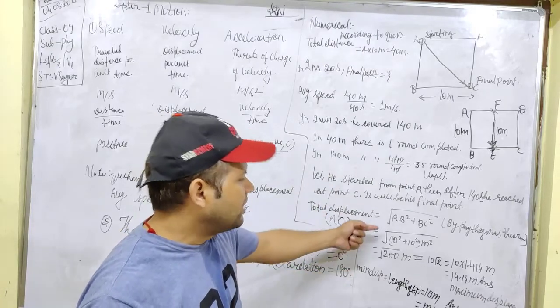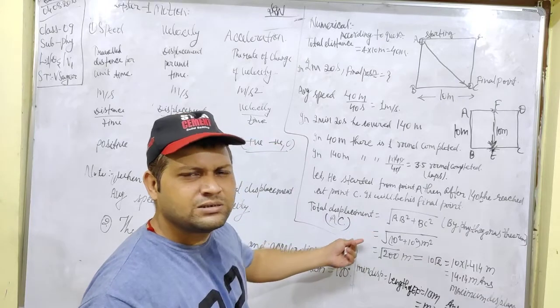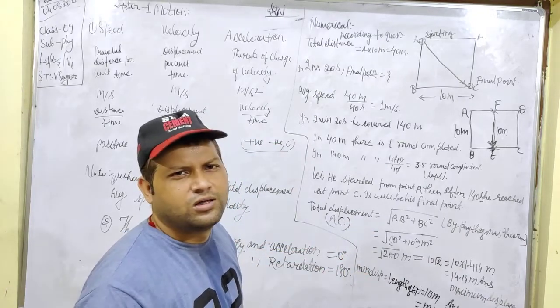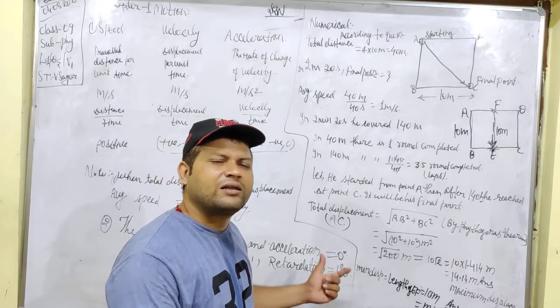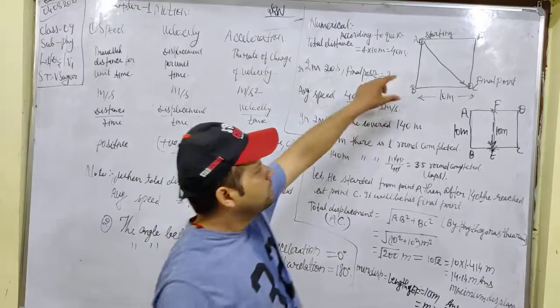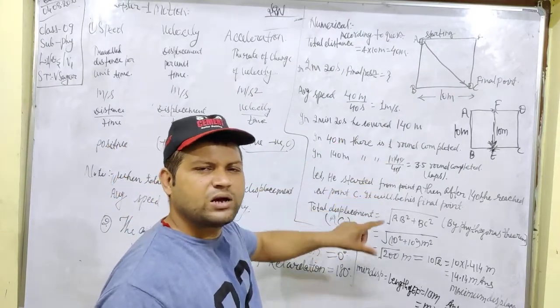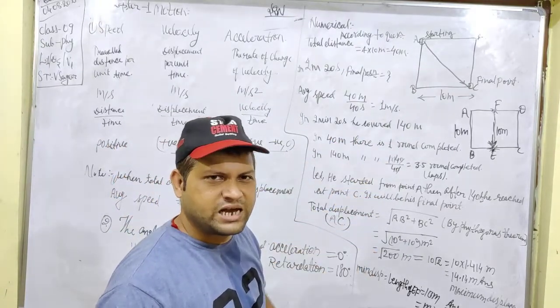And one formula you have to remember: the displacement is calculated by the Pythagoras rule in a right angle triangle. So we use this rule here to find out the right answer exactly.